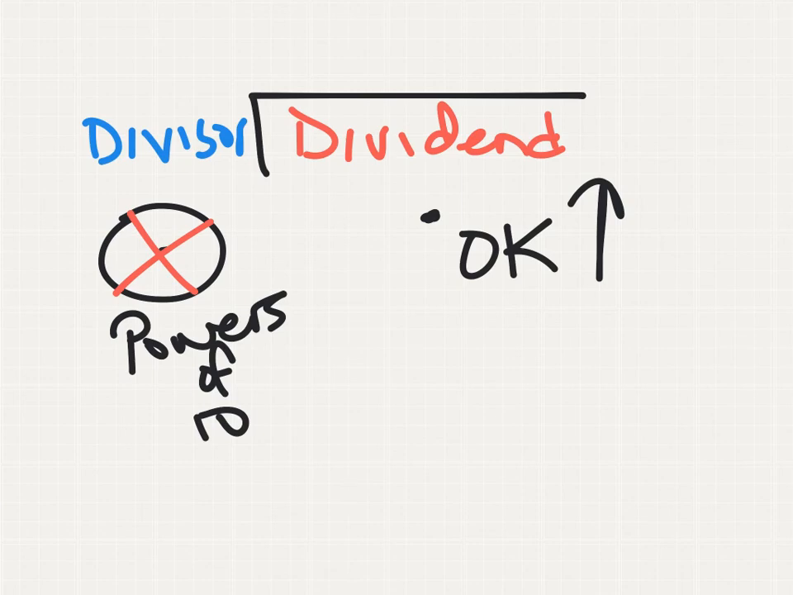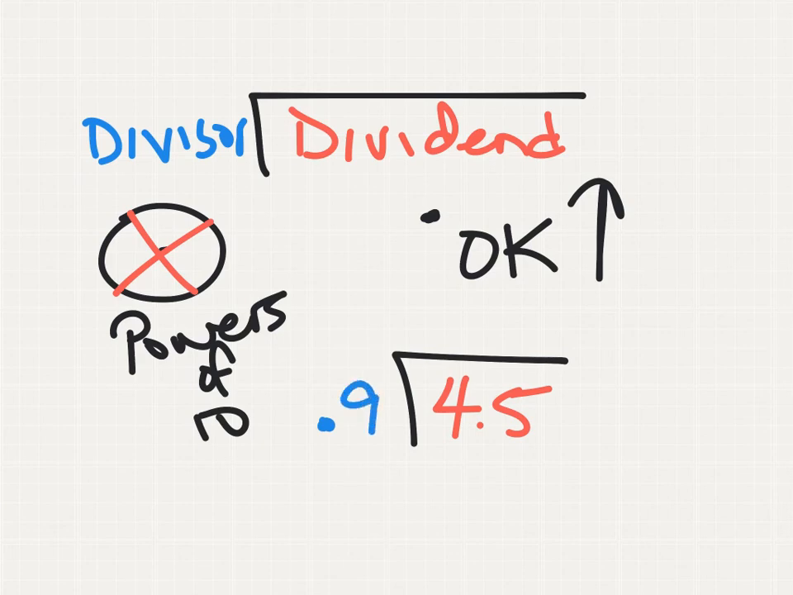So, for example, if we had 4.5 divided by 0.9, we have a decimal in our divisor, which is a no-no. We're going to multiply 0.9 times 10, moving the decimal one place to the right to form a whole number. And if we do that, we must do the same thing in our dividend before we push the decimal to the top of the house and divide as normal.